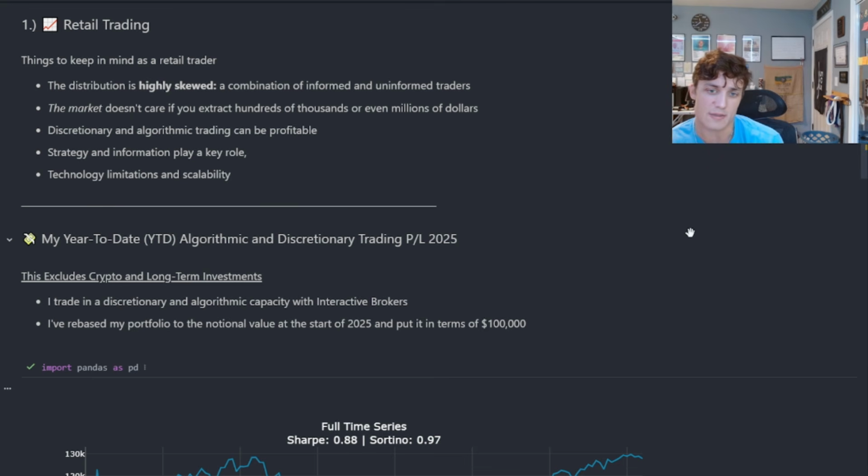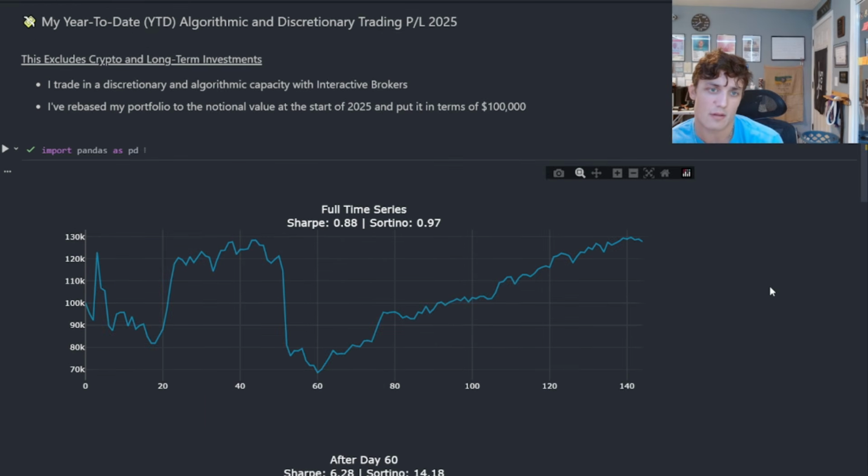Let's talk about my year-to-date P&L. So I trade in an algorithmic and a discretionary capacity. Discretionary trades are trades that I place because I believe I have some sort of edge. No system is doing that for me. I'm actually going out and I'm placing that trade. In an algorithmic capacity, I have a system that's going to execute trades based on a preset rule, and I will turn that system on and off at different times.